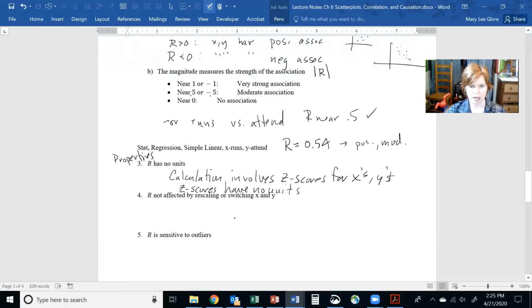R is not affected by rescaling or switching x and y. So attendance above was in thousands of people. If I changed all my y's so that they were not in thousands, but in just regular people, R would stay the same.